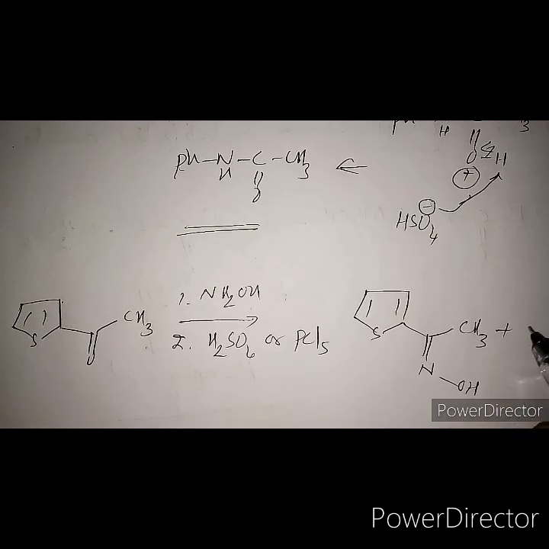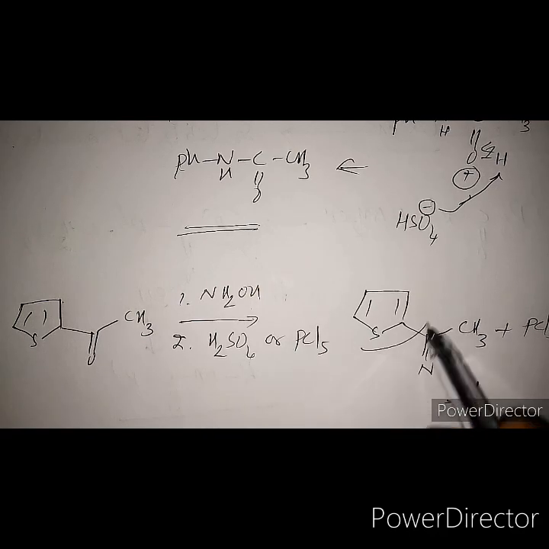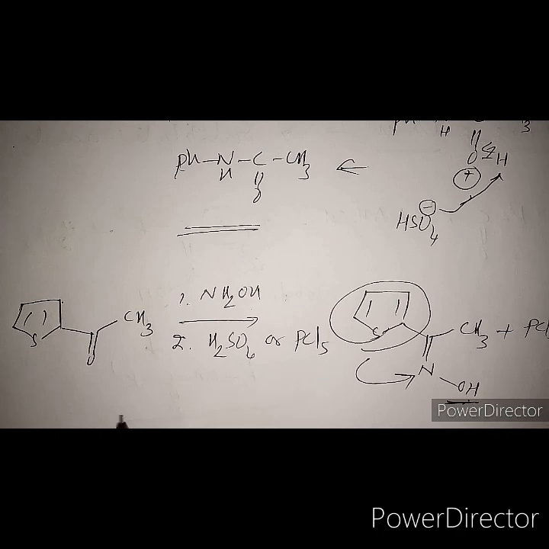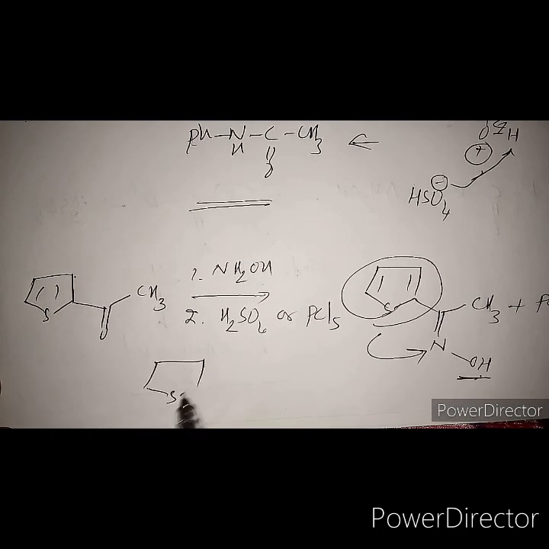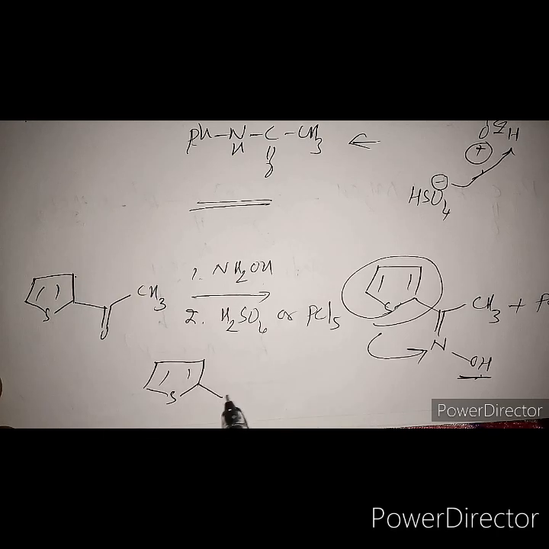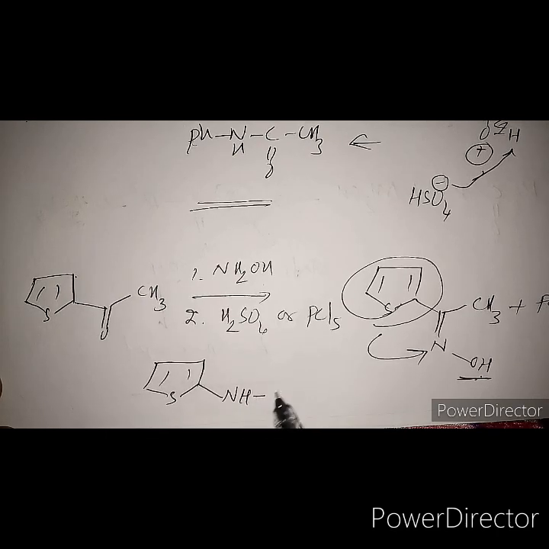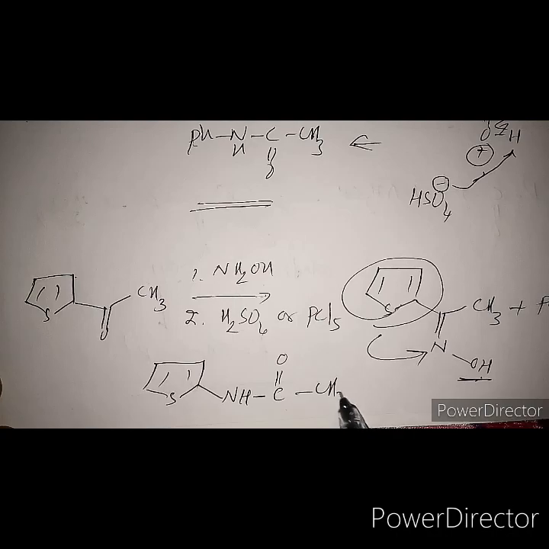Now this will be treated with PCl5. So this is anti to OH, this group migrates to nitrogen. So we'll get Ph connected with NH CO CH3.